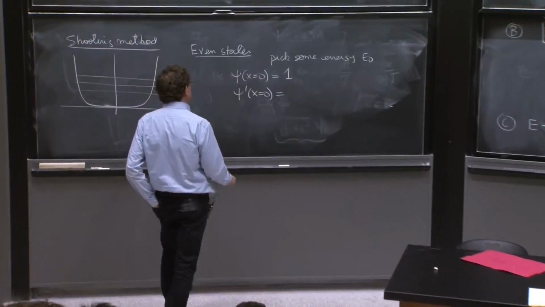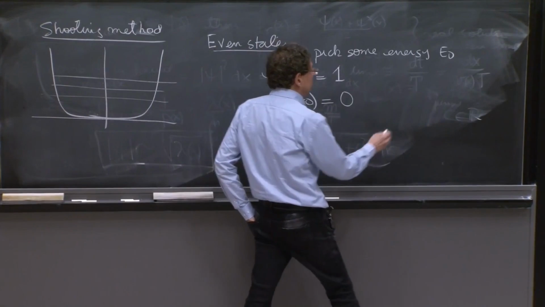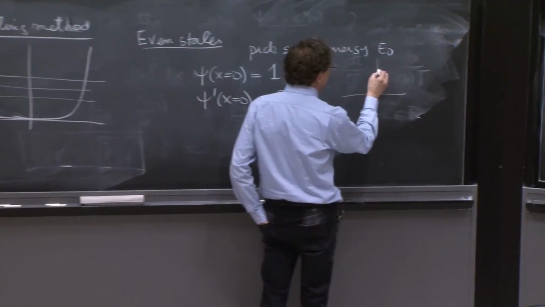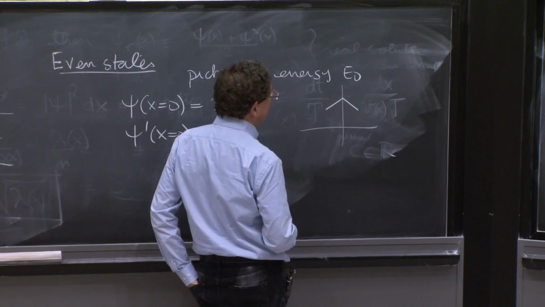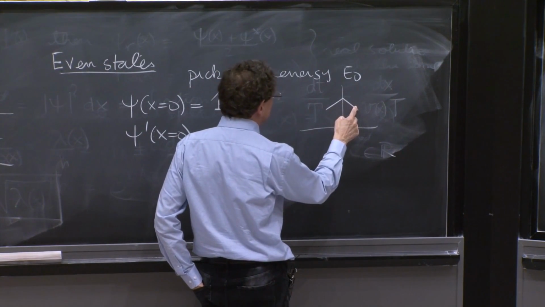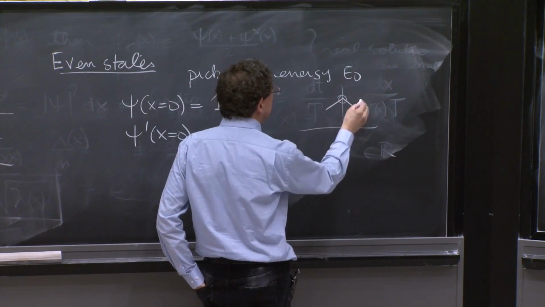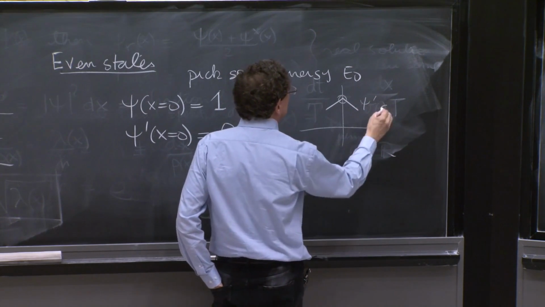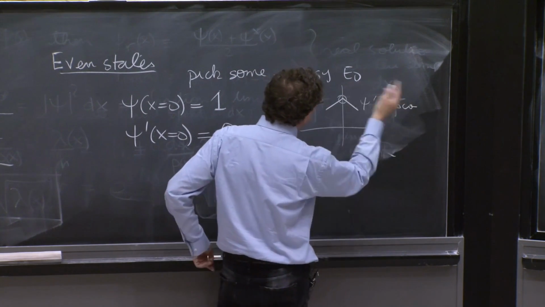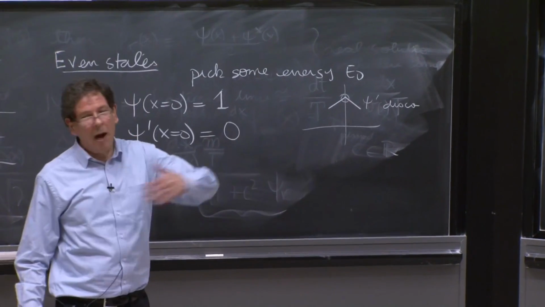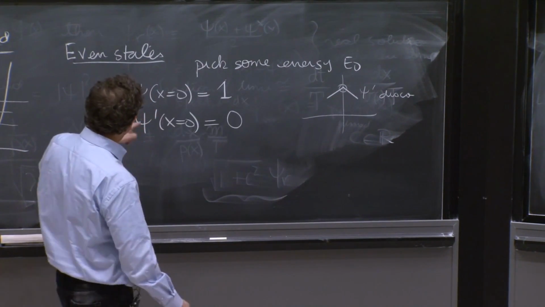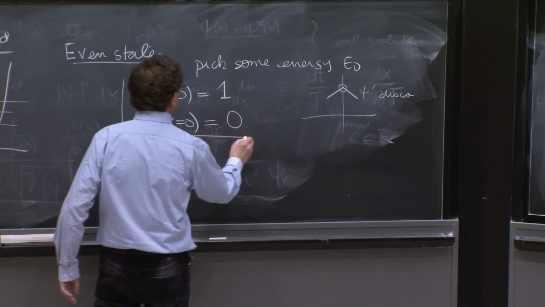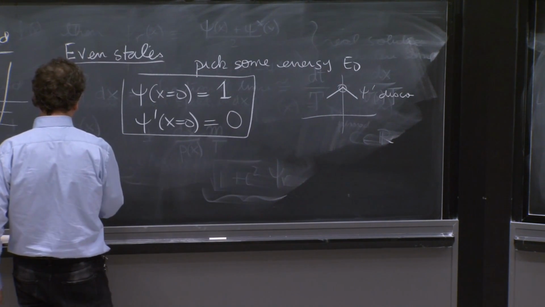We must put indeed 0, because if you had a wave function whose derivative is not 0 and it's an even wave function, it would look like this. And there would be a discontinuity in psi prime, discontinuous, and that's not possible unless you have a hard wall or you have a delta function. So you must put this. And then you integrate numerically.